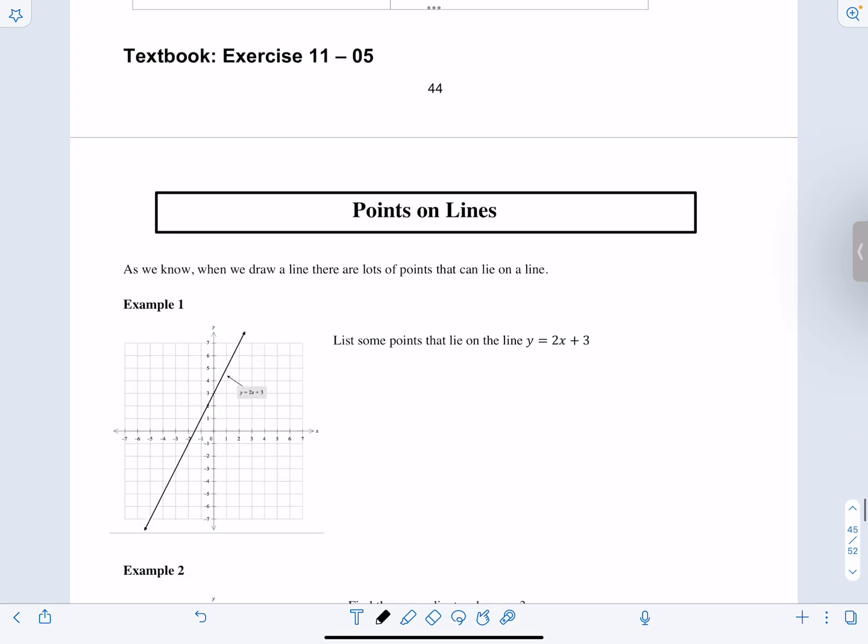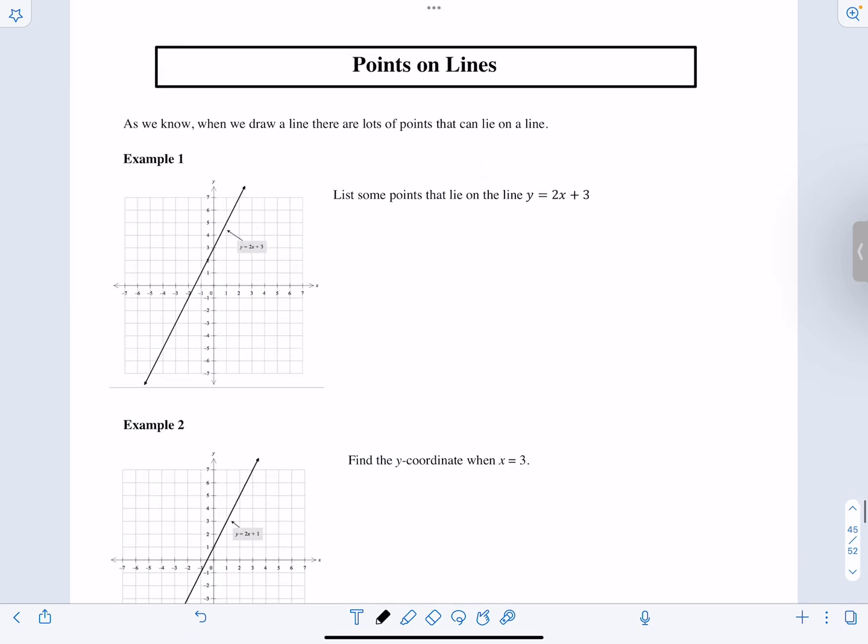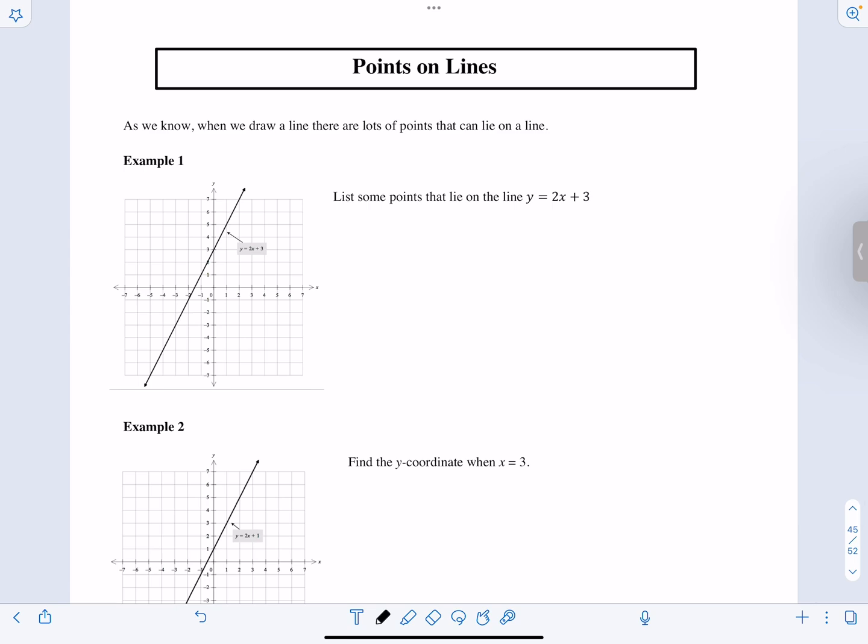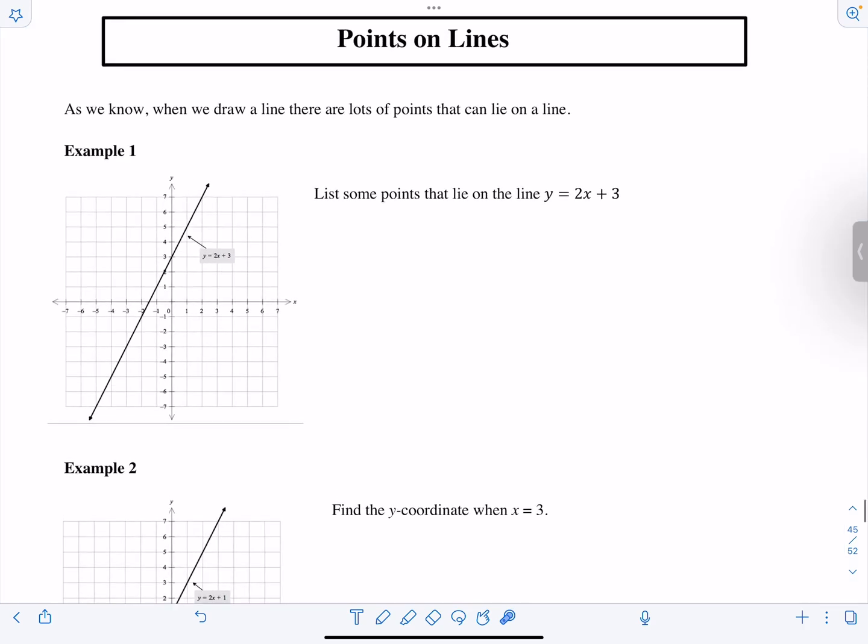So today you're doing points on the line, okay? And we're going to try and get to page 50 because I'm going to show you how to do parallel lines, but you're going to do this activity on your own on Monday. As we know, when we draw a line, there are lots of points that lie on the line. So here's a line, and there would be many points that lie on the line.